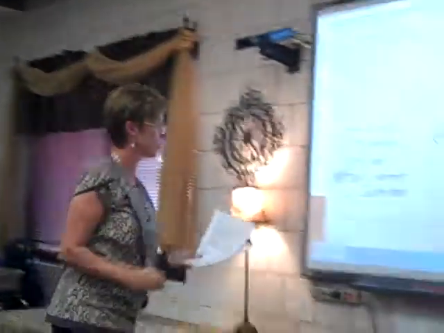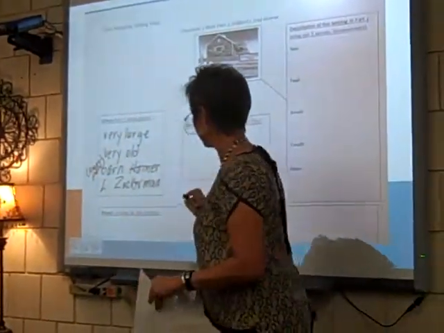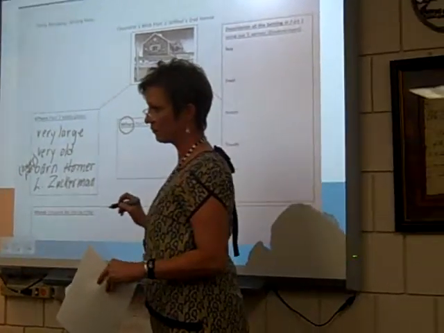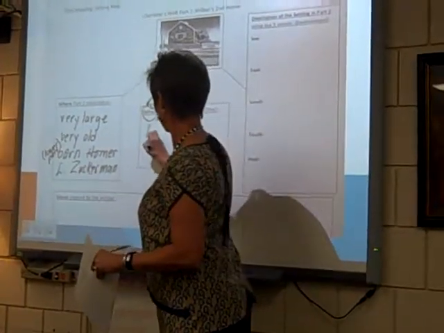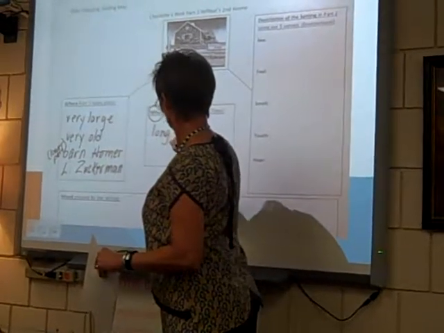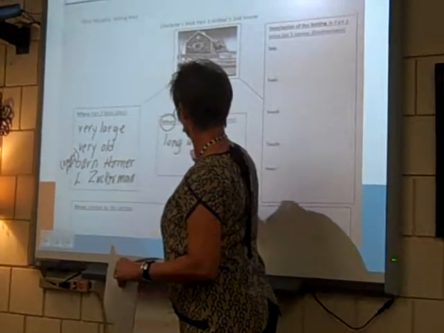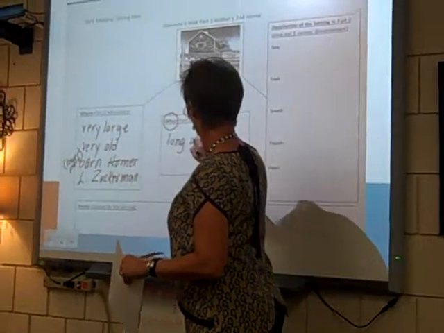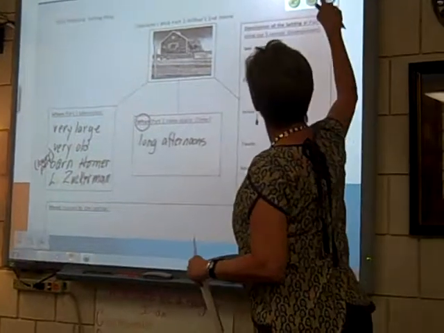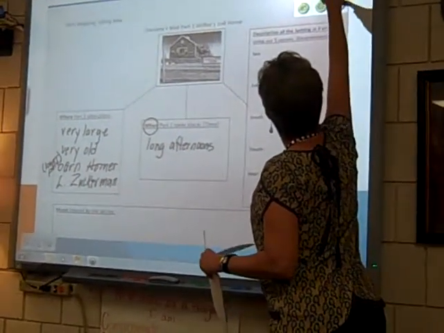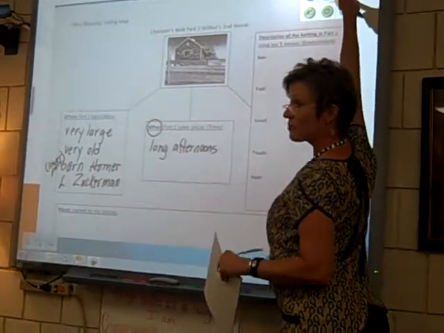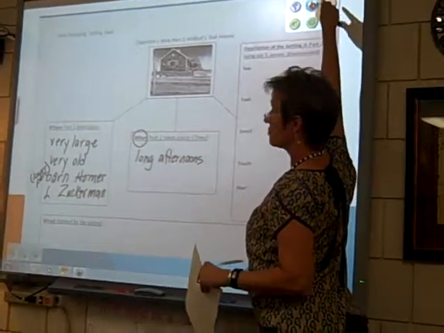Laura, would you tell me what your table came to consensus with about when the story takes place? Well, at the very end of the story, it says, here she sat quietly during the long afternoons. And we know that in the winter time, afternoons aren't very long because there's not a lot of daylight. So we figured that the long afternoon would mean that it would probably be during the summer, because that's when our longest time comes. Oh, and I have some background knowledge about that, too. That's right. I am so proud of you.